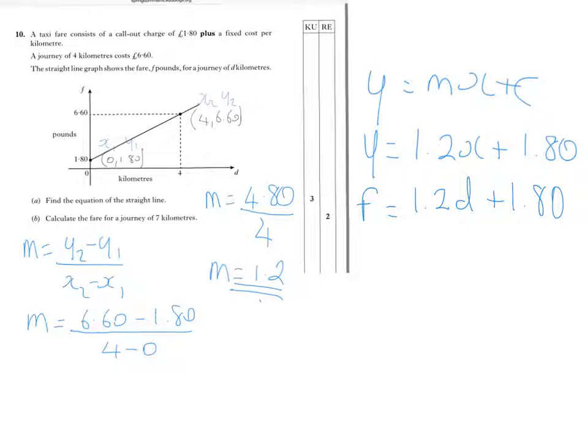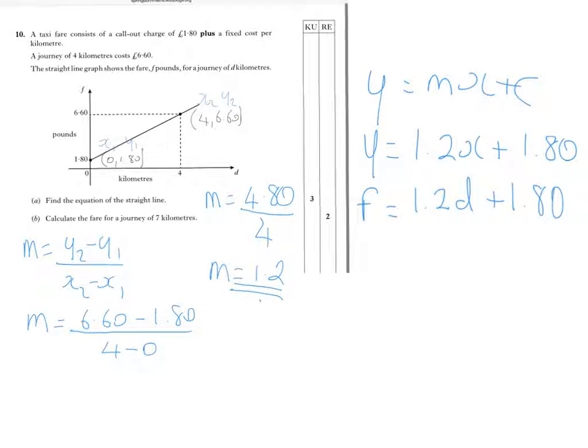Now, part B says calculate the fare for a journey of 7 kilometres. The important thing to do at this point is to interpret what this question means and what this rule up here, the equation of the straight line, means. What this is basically saying is that the fare of the taxi ride is equal to 1.2 lots of the distance in kilometres plus the £1.80 fixed charge at the start. So again, it's a rule for the taxi fare.